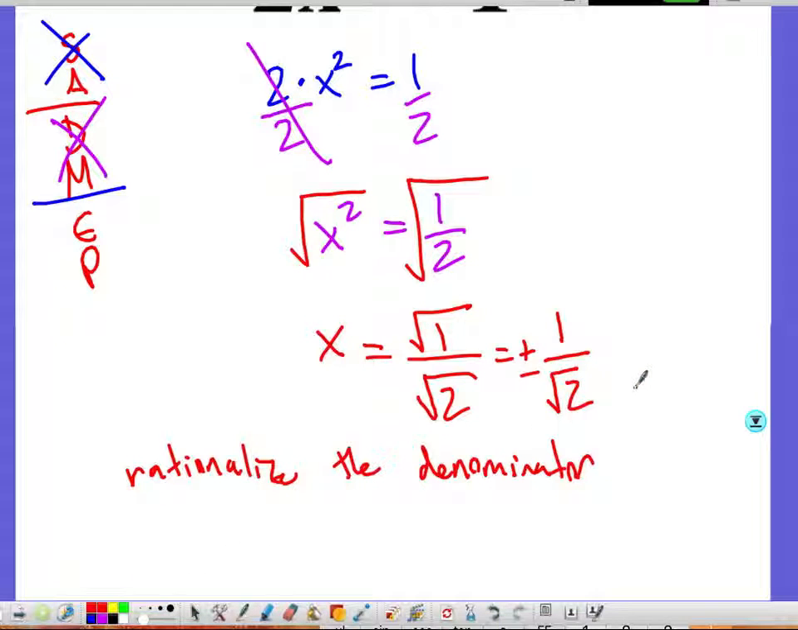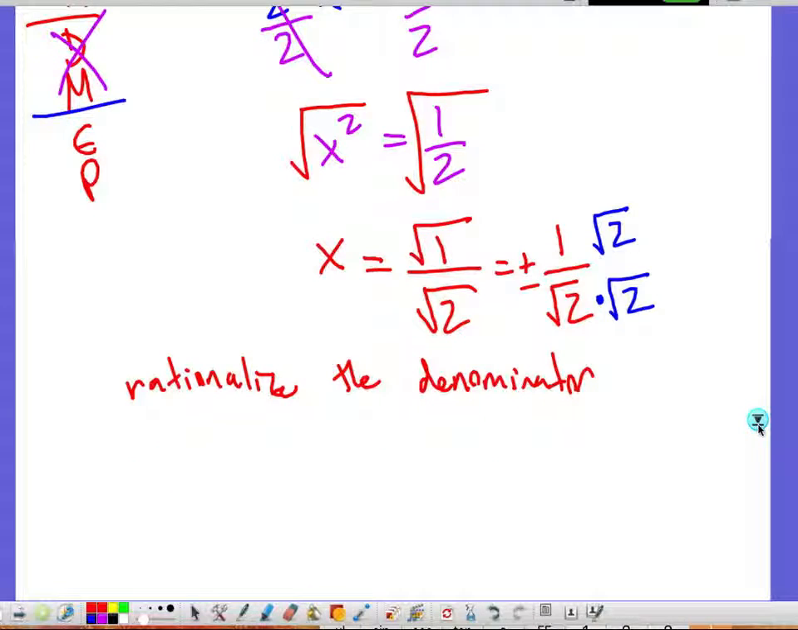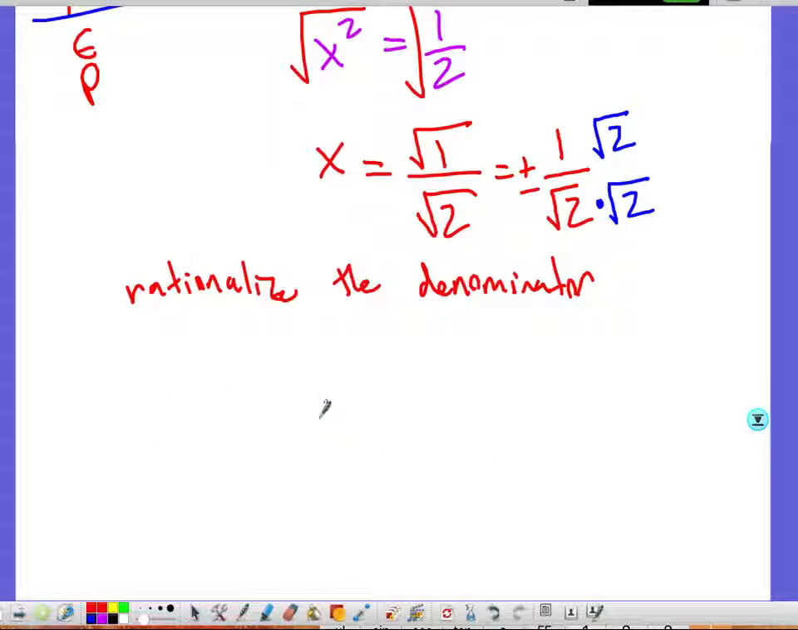Now it's just a very simple step. What do I have in my denominator? I have the square root of 2. So since I have the square root of 2, I'm going to multiply both top and bottom by the square root of 2. And when I do that, x is equal to plus or minus 1 times the square root of 2. Well, that's just the square root of 2.